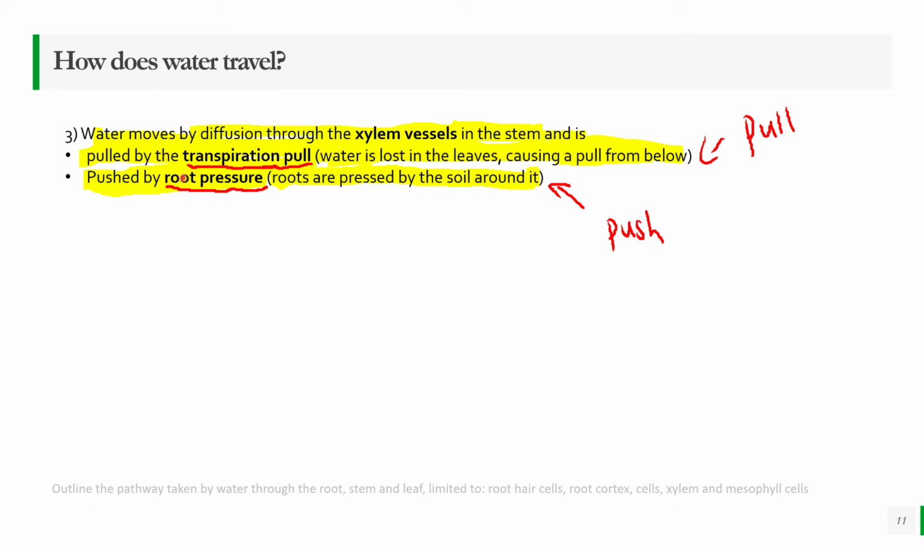The second one is because of root pressure, di mana akar dalam tanah itu ia kena tekan oleh tanah.